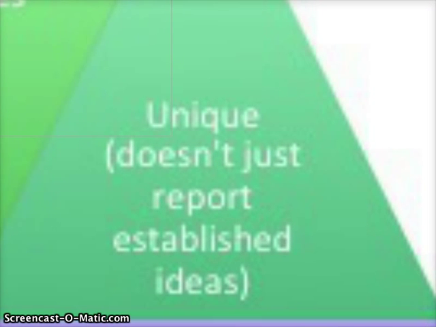Okay, another is, is your article actually unique, or is it just reporting established ideas? If you're doing something on intercultural adjustment and all you do is summarize what Lingenfelter and Edward Hall said, it may be written well, it may be using the right standard English or the right jargon.